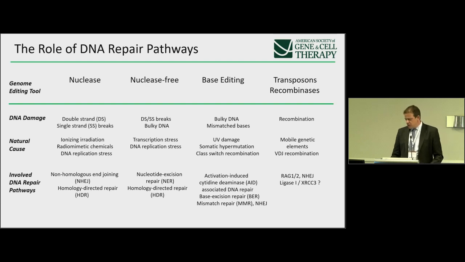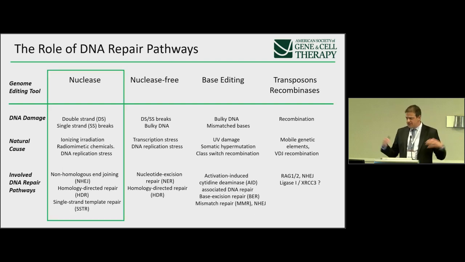Base editing looks a little bit like UV damage, but also like the activity of AID in the immune system, which causes somatic hypermutation and class switch recombination. That means the downstream pathways use BER, MMR, and also end joining. And finally, transposons and recombinases obviously resemble mobile genetic elements, but also the activity of RAG1 and RAG2, which are co-opted transposases for the immune system. Here the repair events are a little less characterized, but maybe Lauren has something to add to that. She says no.